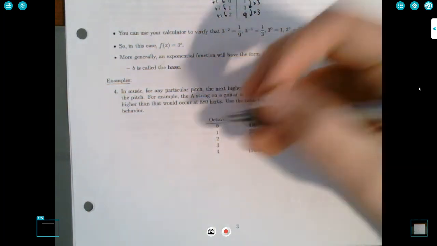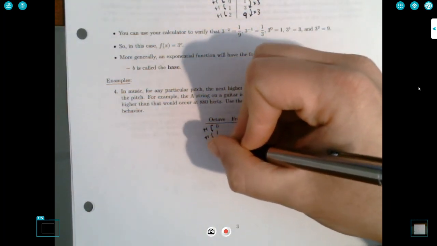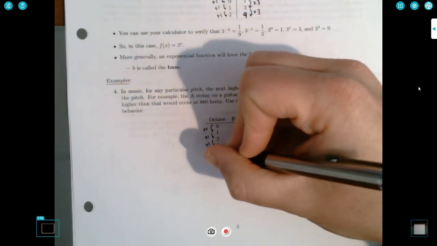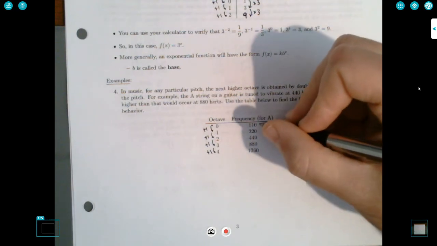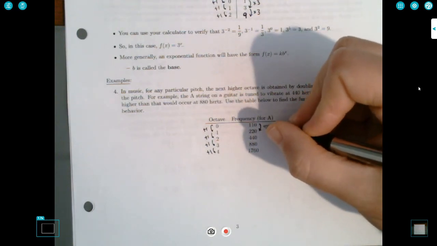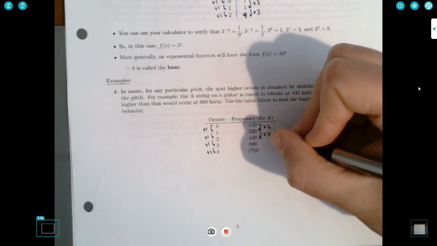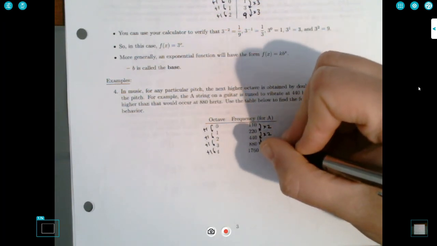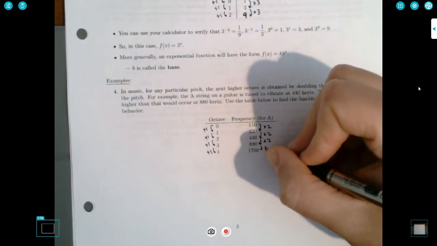So notice, to get from here to here, you're adding 1, right? And then for each unit of increase in your input, your output is doubling. To get from 110 to 220, you multiply by 2. 220 to 440, you multiply by 2. 440 to 880, you multiply by 2. So you're not adding the same amount each time, but you're multiplying by the same amount each time, right?